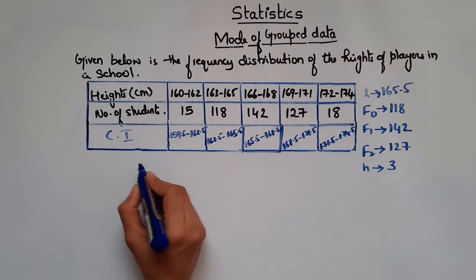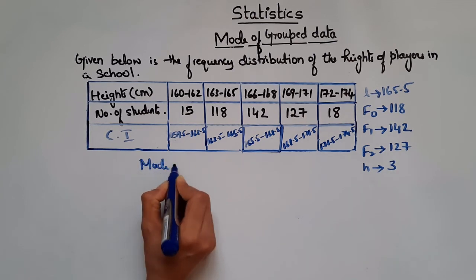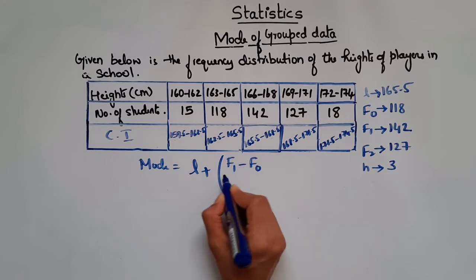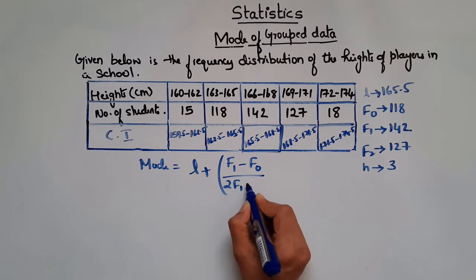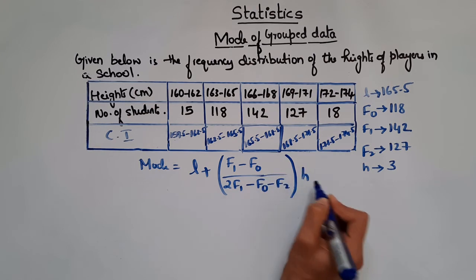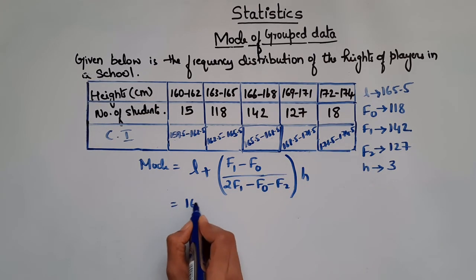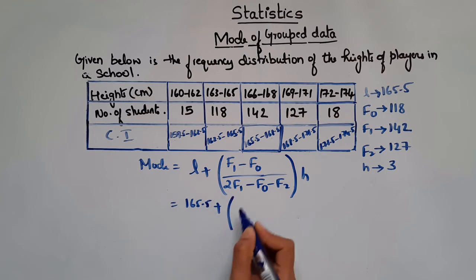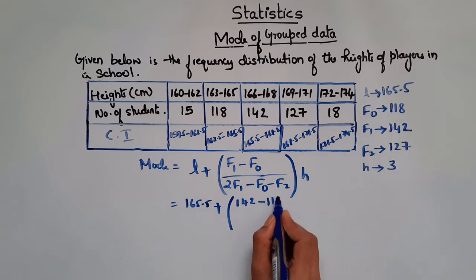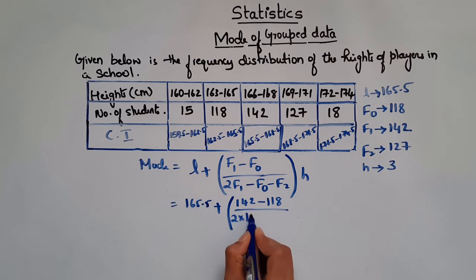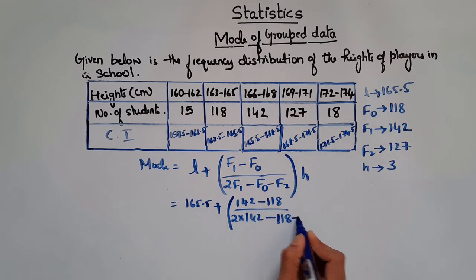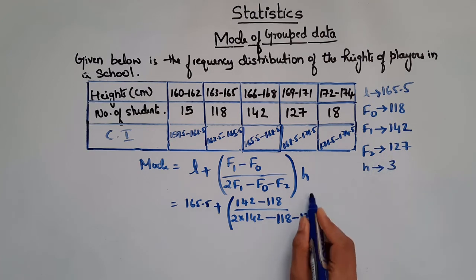Now we have all the values. Let's substitute in the mode equation. So we have mode is equal to L plus (F1 minus F0) by (2 into F1 minus F0 minus F2) into H, right? So we know L is equal to 165.5 plus F1. F1 is 142 minus F0 is 118 by 2 into 142 minus F0 is 118 minus and F2 is 127 into H. H is 3.